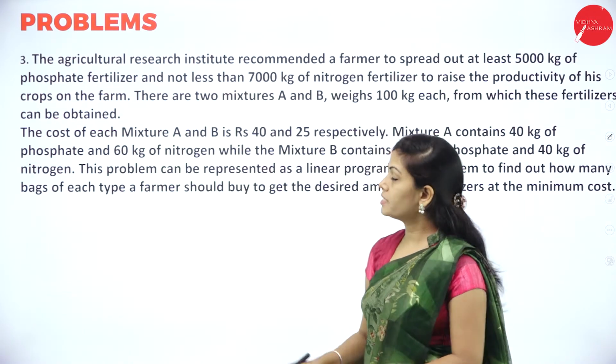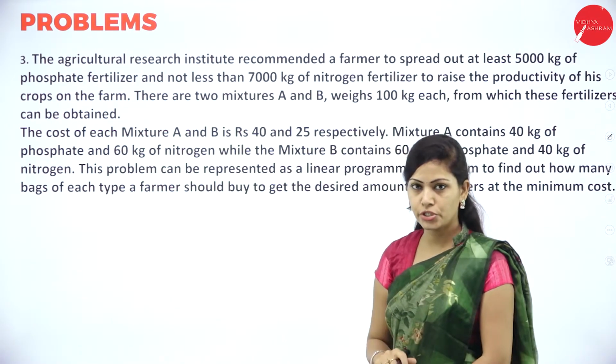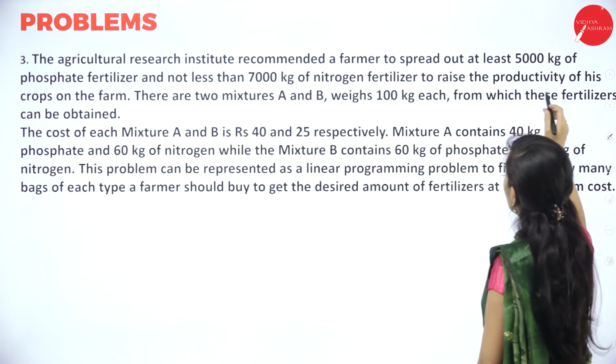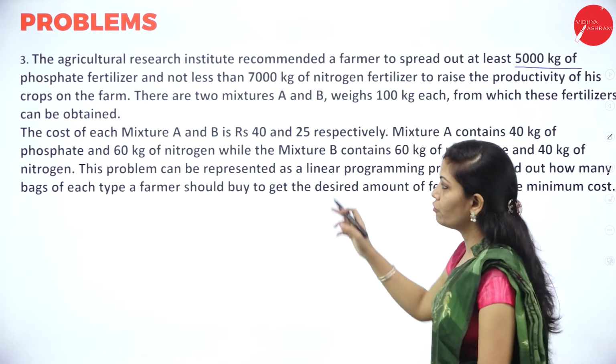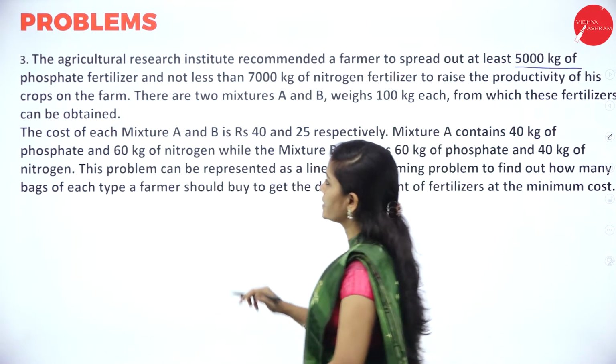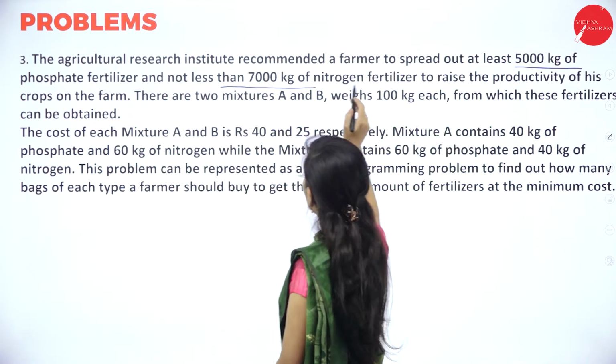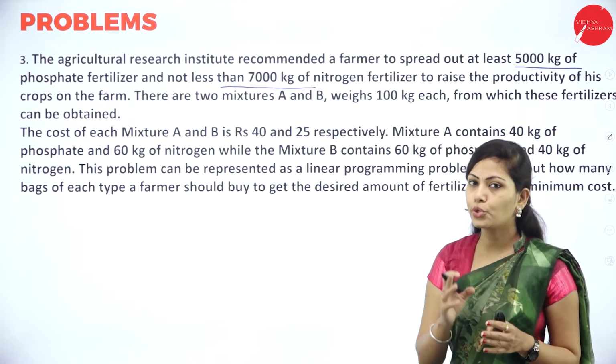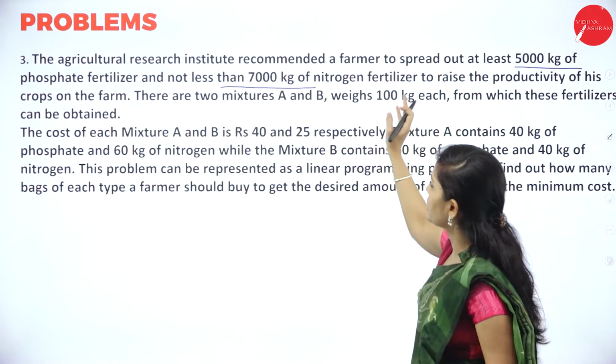The next problem is: an agricultural research institute recommended a farmer to spread out at least 5,000 kg of phosphate fertilizer and not less than 7,000 kg of nitrogen fertilizer. Here we have two mixtures. So, first write the mixtures' names.